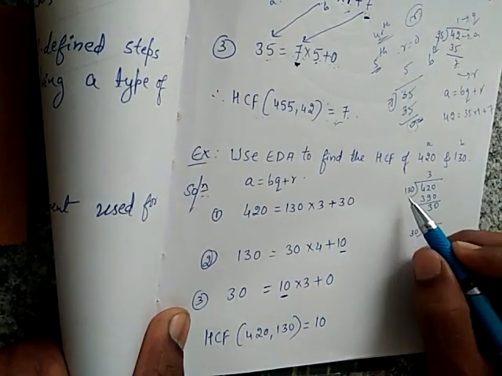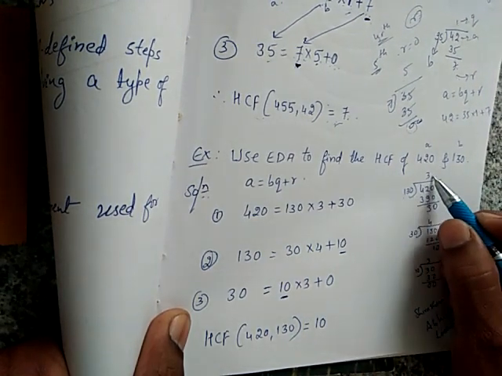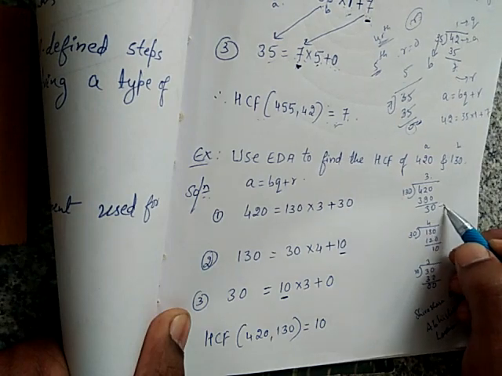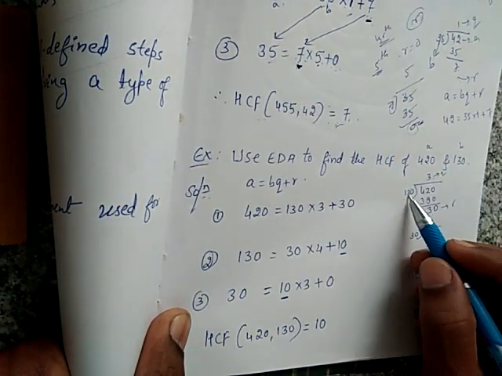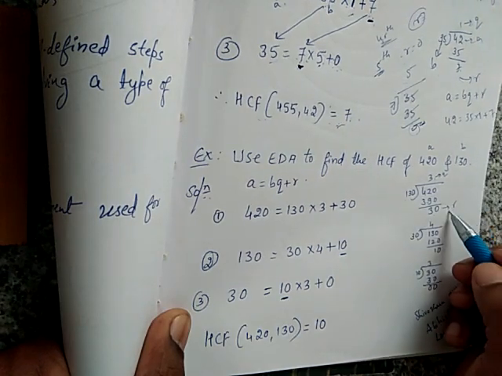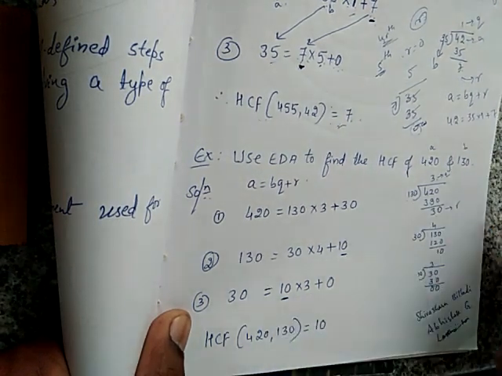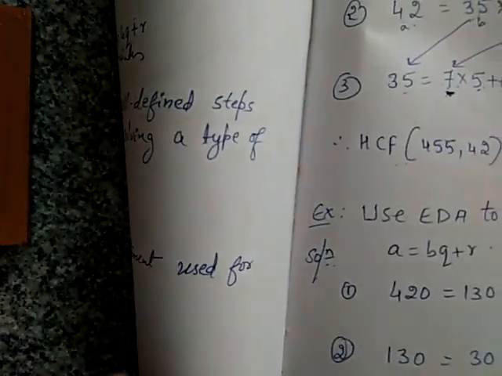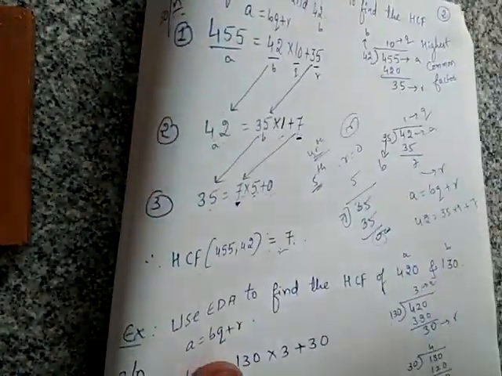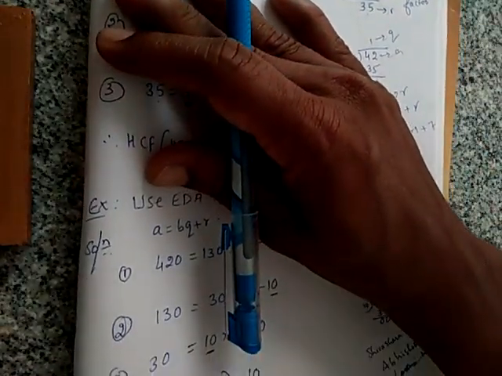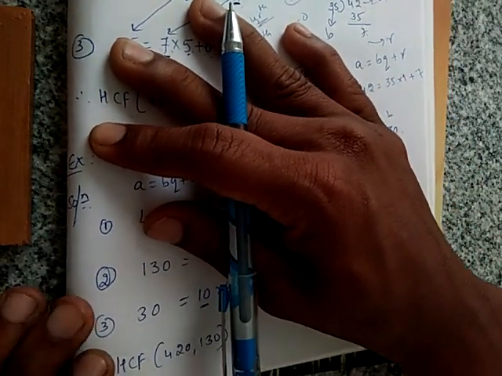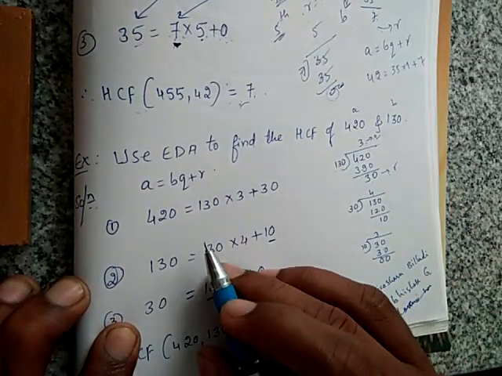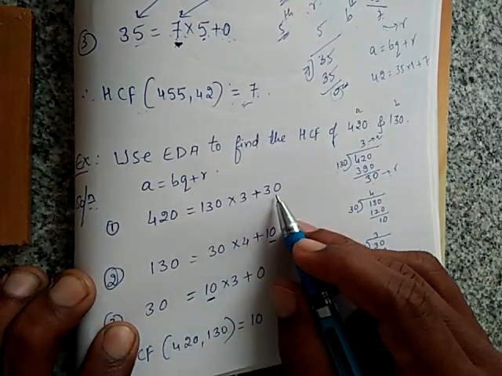Now 420 is divided by 130. So 130 times 3 is 390, remainder is 30. Okay, this will be your Q. So A divided by B, you will get Q and R. Q and R are integers. In this chapter you will learn only about integers, positive integers. Okay, in this full chapter you will learn only integers. Okay, that you have to remember, my dear students. Okay, now 420 is equal to 130 into 3 plus 30.